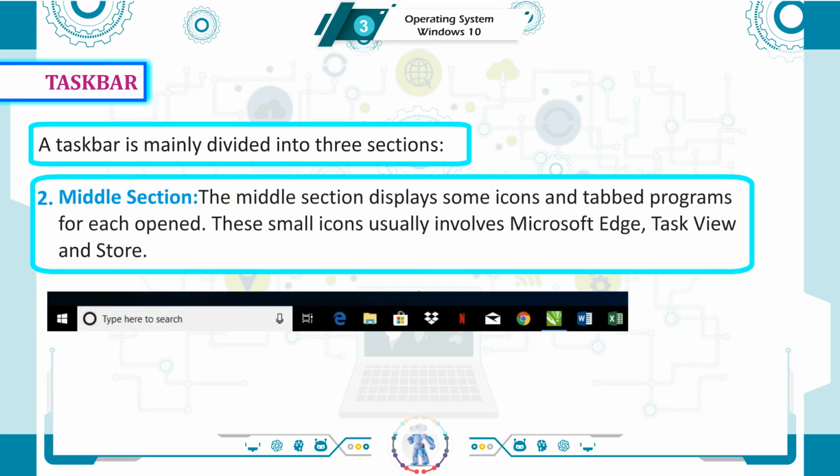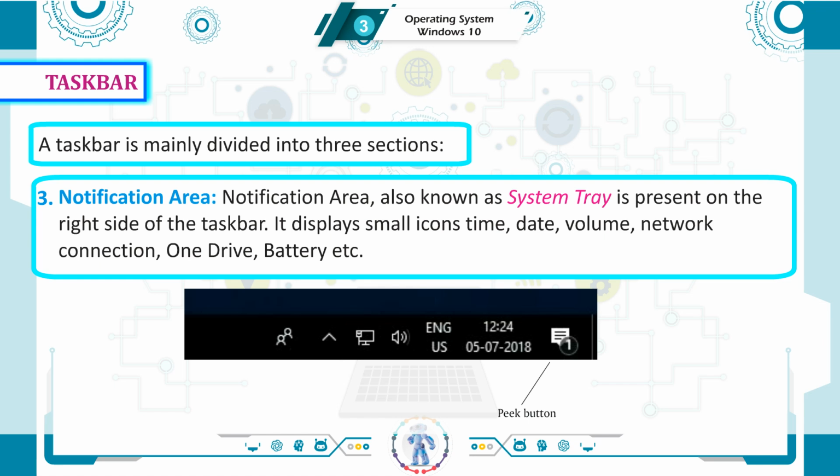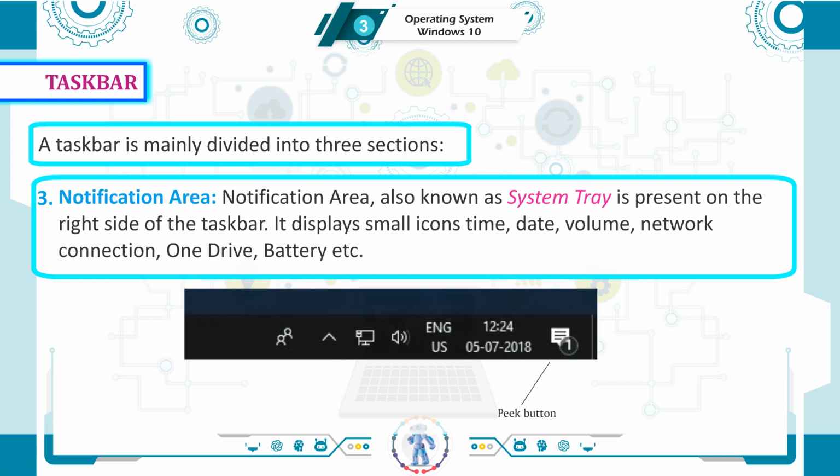2. Middle section. The middle section displays some icons and a tab for each opened program. These small icons usually include Microsoft Edge, Task View and Store. 3. Notification area. The notification area, also known as the system tray, is present on the right side of the taskbar. It displays small icons, time, date, volume, network connection, OneDrive, battery, etc.